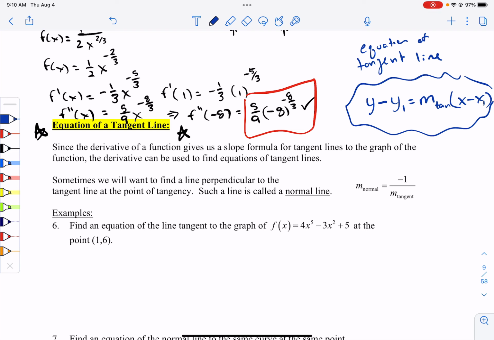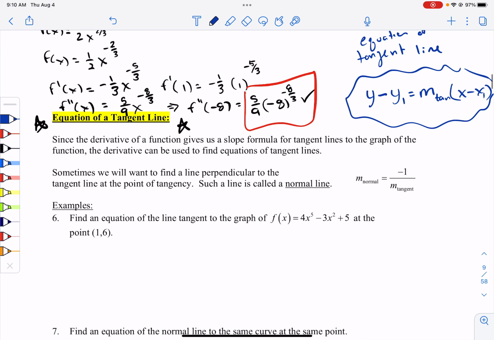So before we start talking about the normal tangent, because I'm tempted to just skip it because it doesn't come up very often, let's use this formula for a tangent line. Example 6 says, find an equation of the line tangent to the graph of f of x equals 4x to the 5th minus 3x squared plus 5 at the point 1, 6.